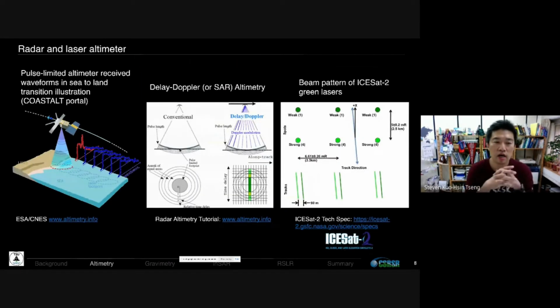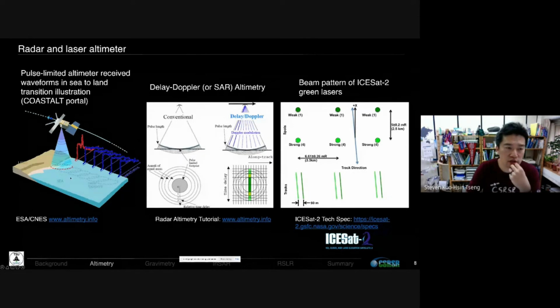Okay, so give me a few minutes to talk about the difference between radar and the laser altimeter. As you can see, this figure I stole from ESA and CNES. This is what is so-called the pulse-limited altimeter. So you can see that when the satellite sends out the electromagnetic pulse, the coverage of that, as I said, the diameter is about 10 kilometers.